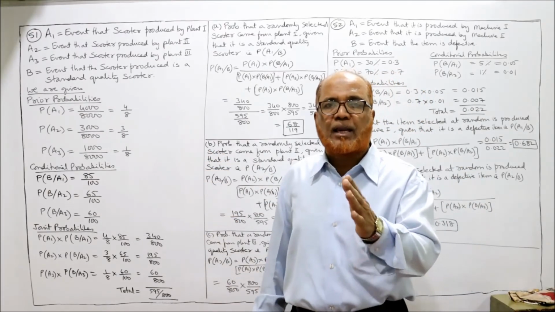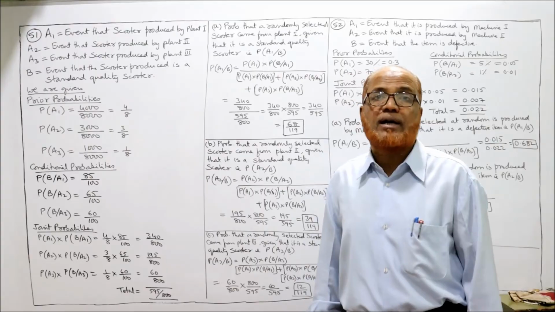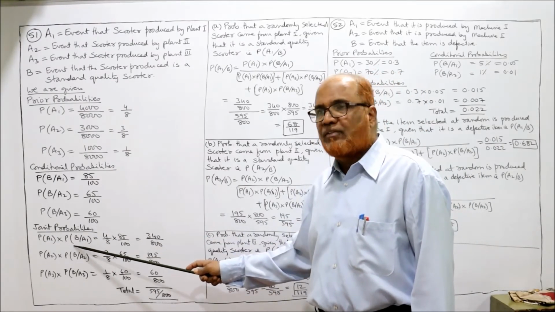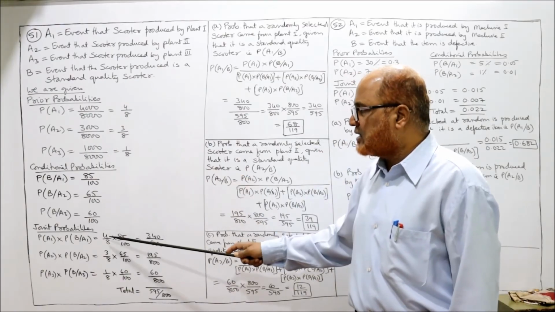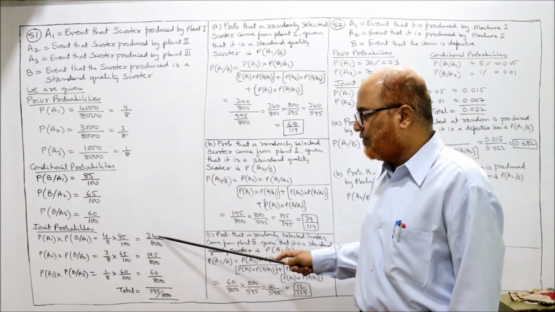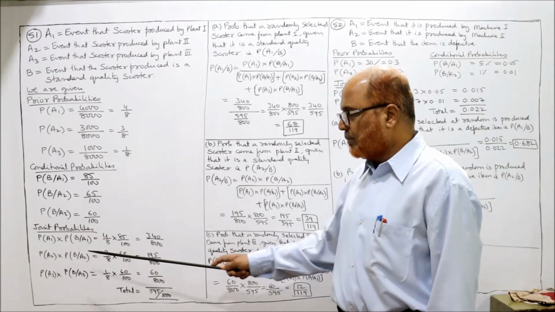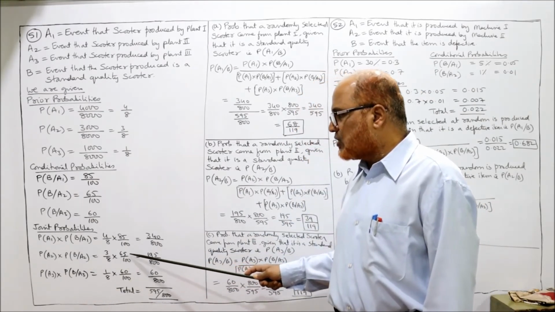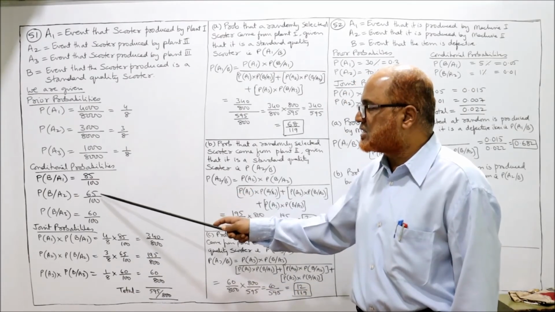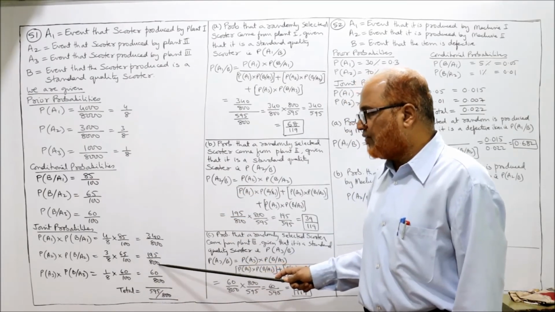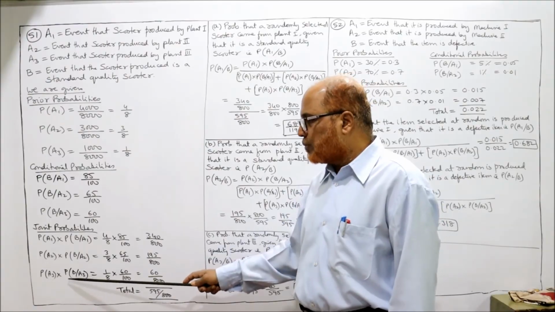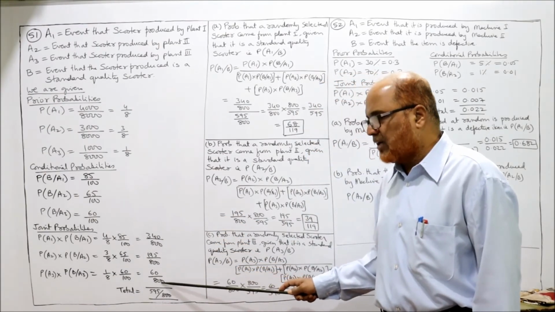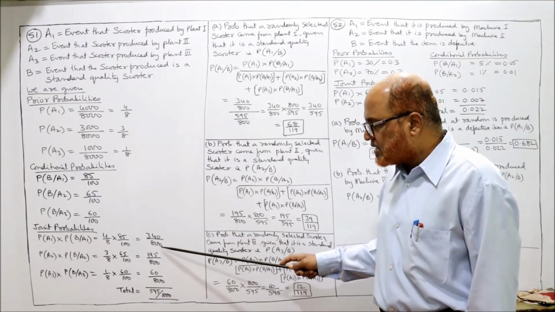Now we will multiply both, prior and conditional, and we will get the joint probability. P of A1 into P of B given A1: 4 by 8 into 85 by 100, you'll get 340 by 800. Similarly, P of A2 into P of B given A2: 3 by 8 into 65 by 100, so 195 by 800. P of A3 into P of B given A3: 1 by 8 into 60 by 100, 60 by 800.